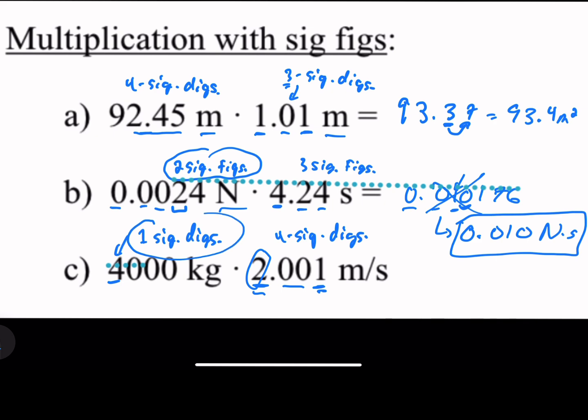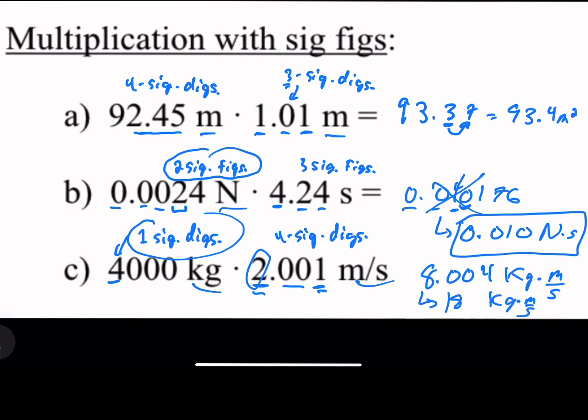So we're going to go 4 times 2.001, and that gives us 8.004, and that would be kilograms times meters per second, right? Because kilograms times meters per second just gives you kilograms meters per second. But we only want 1 significant digit, so our answer is going to be 8 kilograms times meters per second.